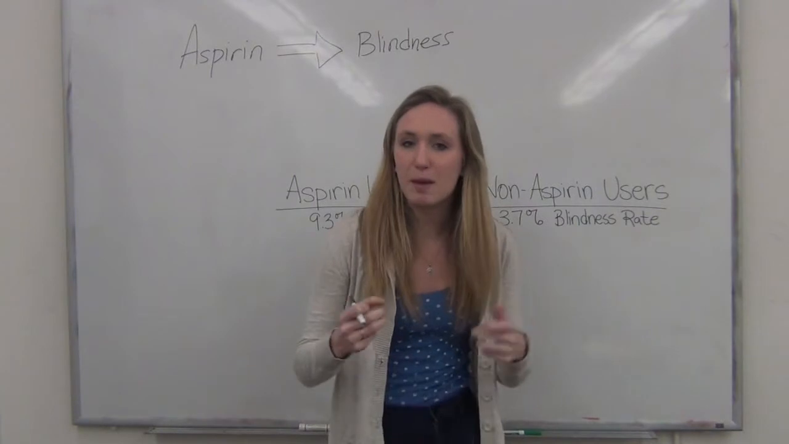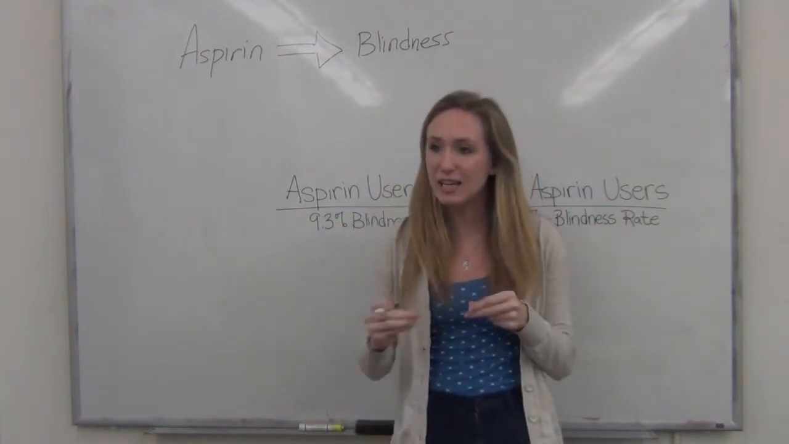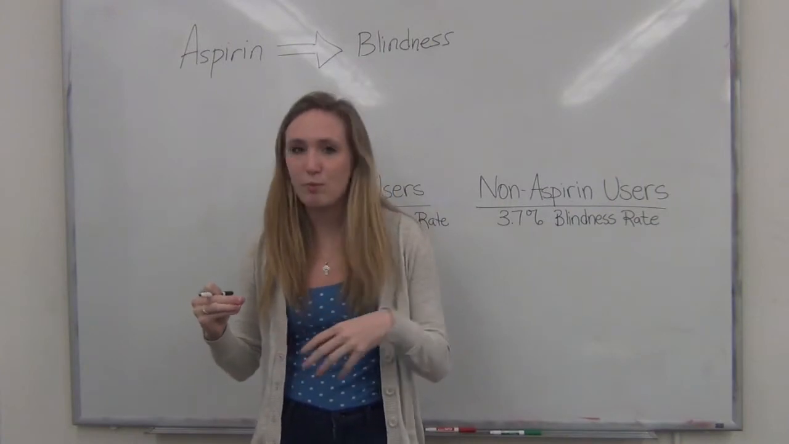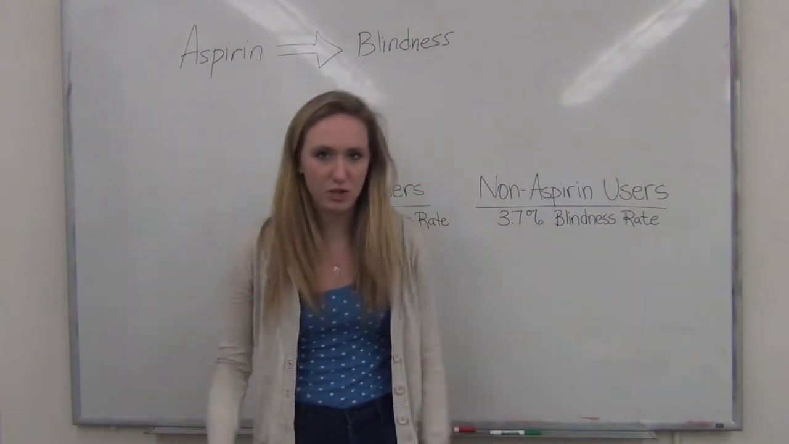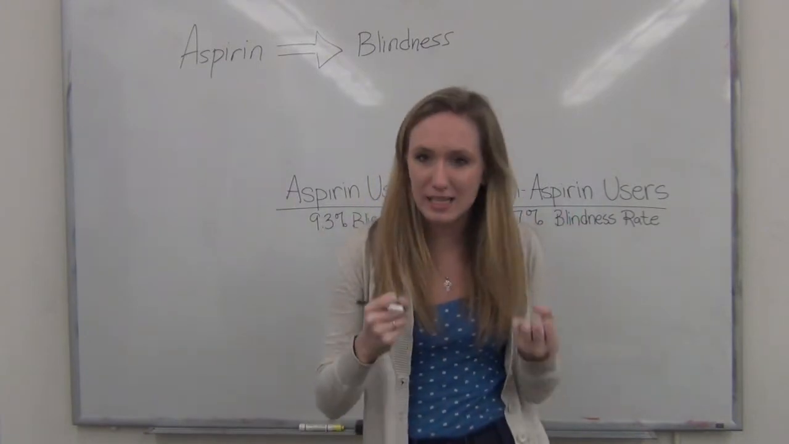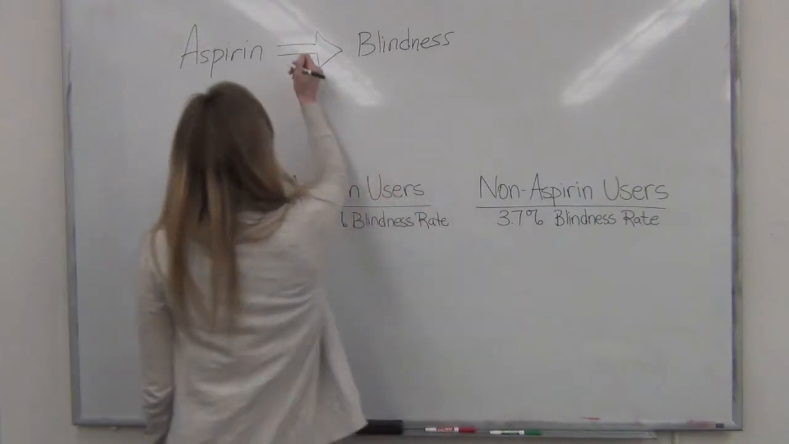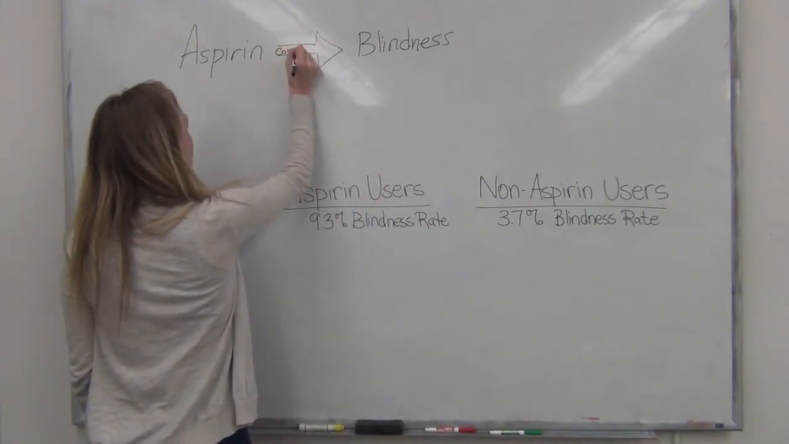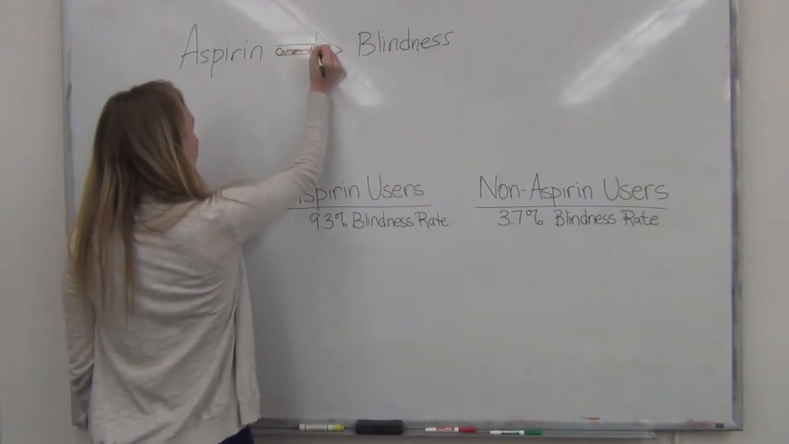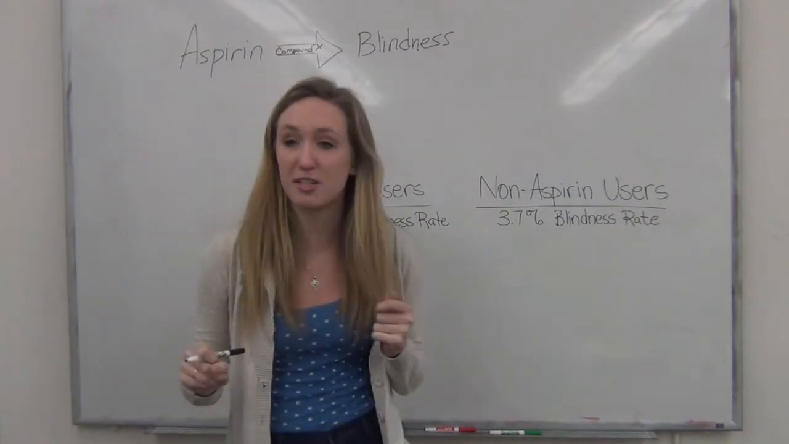So maybe the scientists in the lab discovered that there's some kind of compound in the aspirin that leads to optic damage after long-term use. This would be some kind of ingredient in the aspirin that leads to blindness. So I'm going to just say some kind of compound, Compound X. And in this particular study, they weren't able to come up with a causal link.